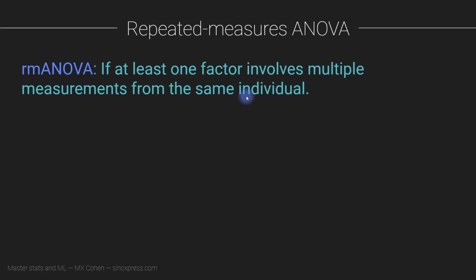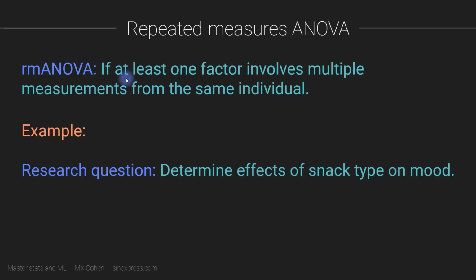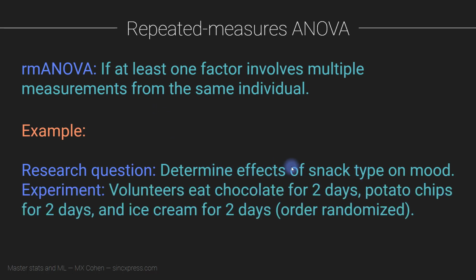Another type of ANOVA is called a repeated measures ANOVA. And a repeated measures ANOVA means that at least one factor involves multiple measurements from the same individual. So let me give you an example so you get to see what this is like. So let's say we are determining the effects of snack type on mood. This would be an interesting experiment.